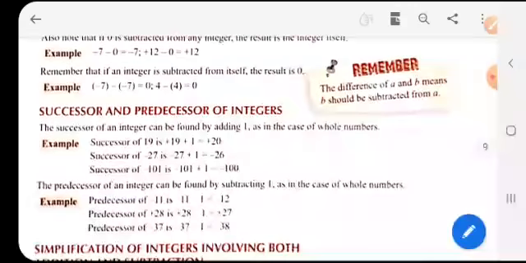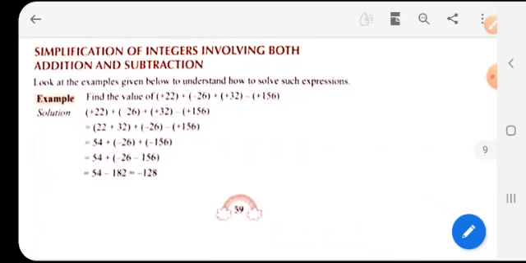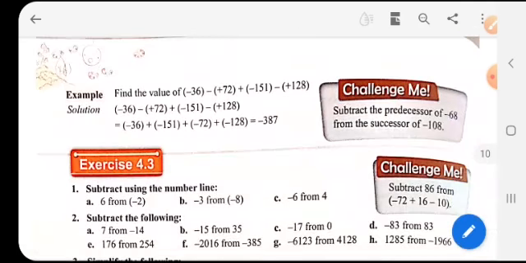Now successors and predecessors. The successor of an integer can be found by adding 1. So we know that the successor is always 1 ahead of that number. The successor of 2 is 3. The successor of 10 is 11. In this way we get the successors. And for predecessors, we subtract 1 from it. Whatever the number is, we subtract 1 from that number. Then simplification of integers involving both addition and subtraction. We have already done this.